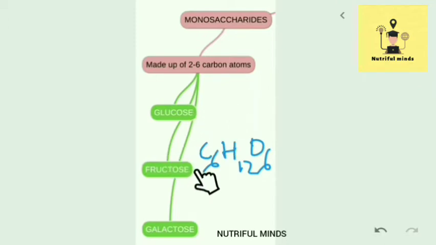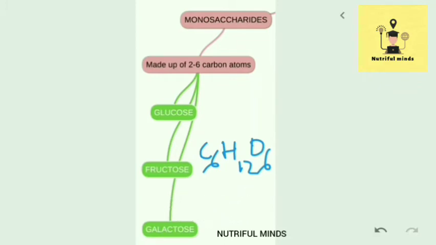Fructose. Fructose is also called fruit sugar or levulose. It is called fruit sugar because it is found in fruits and honey. Fructose occurs in free state in nature. Galactose. Galactose is also called milk sugar. It is found in combination with glucose in the disaccharide lactose, which is present in milk. Galactose does not occur in free state in nature.